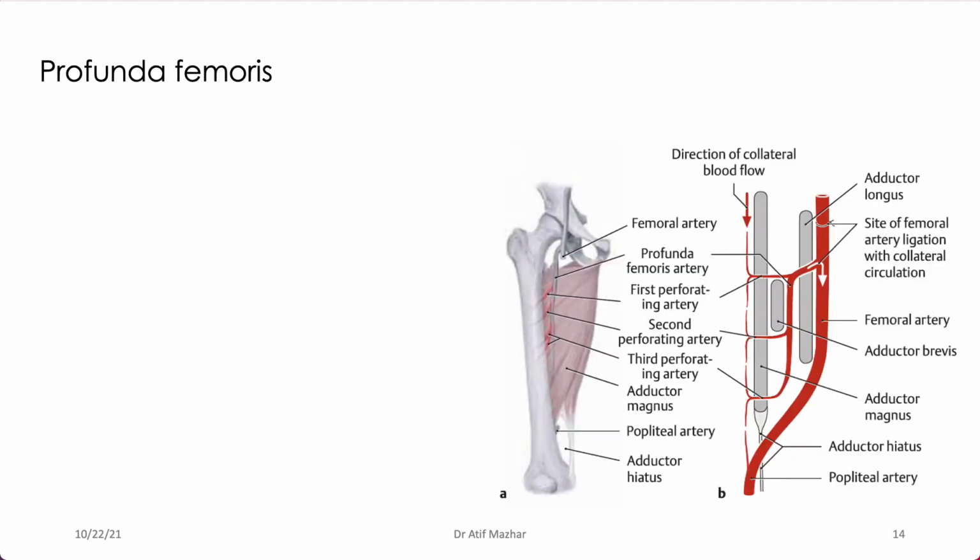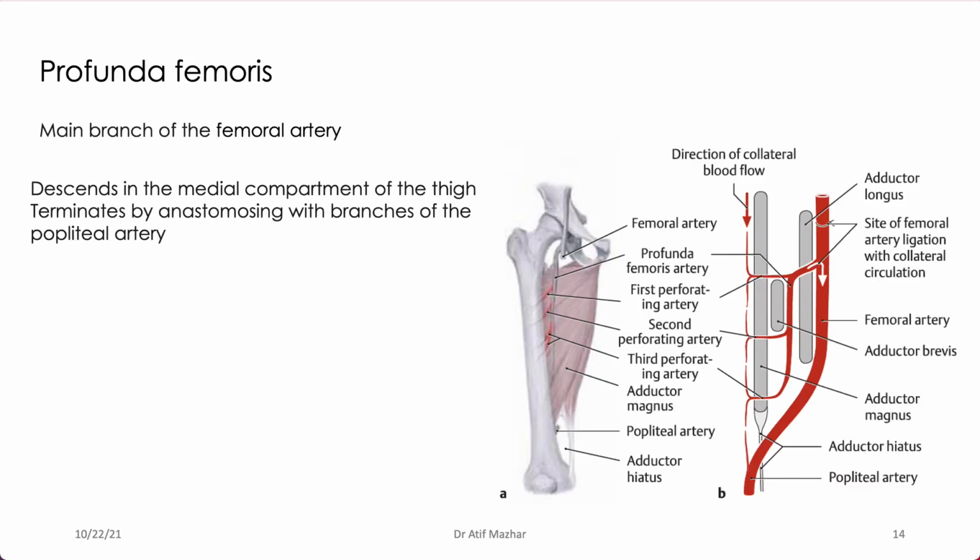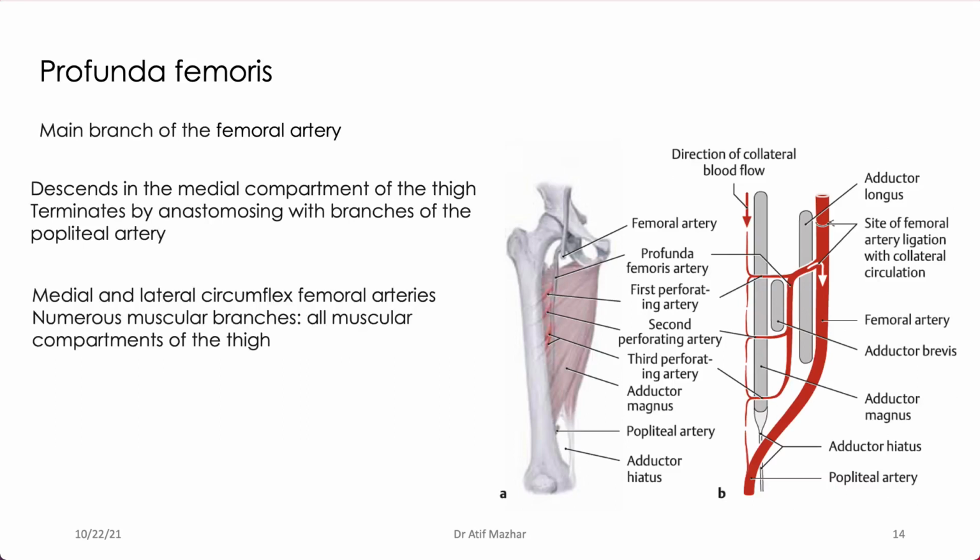Now let's look at this arteria profunda femoris, a deep branch, and you can see its different perforating branches. This is how it's communicating, and they are contributing in making the anastomosis around the knee. We will be learning about this concept in our further discussions. The main branch of the femoral artery descends in the medial compartment of the thigh, and then it anastomoses with the branches of the popliteal artery for making the anastomosis around the knee.